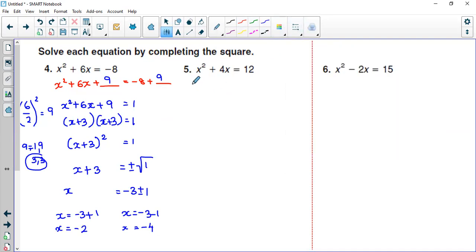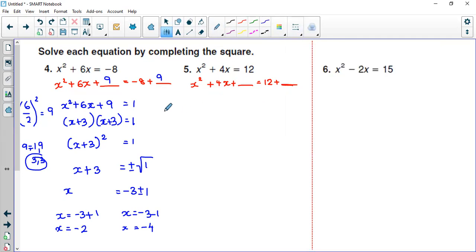So how is this question in fact x squared plus 4x plus some number, which we are going to find out, equals 12 plus the same number which we are going to find. So first you have to do b divided by 2, right?